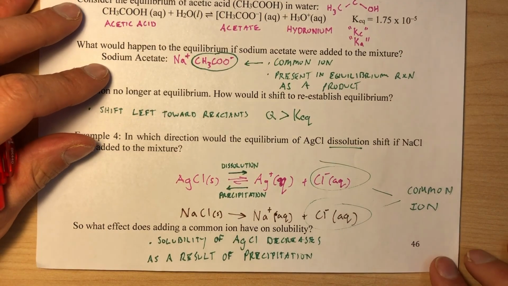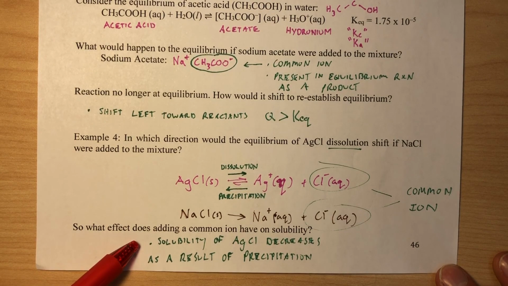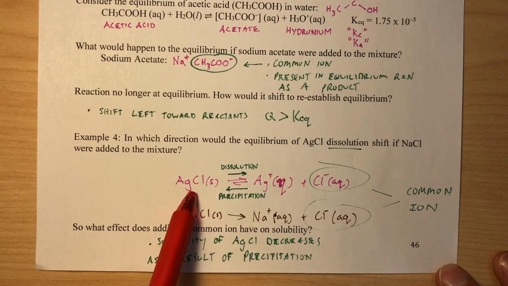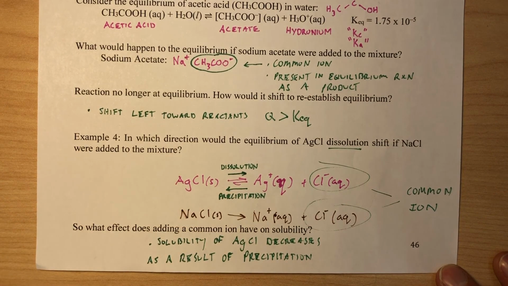So what effect does adding a common ion have on solubility? The solubility of AgCl decreases as a result of precipitation. That is always going to be true, because for precipitation reactions, or dissolution reactions, our reactant is a solid, so we can never add a common ion for a solid which is not in solution. So our reactants are always going to stay the same.